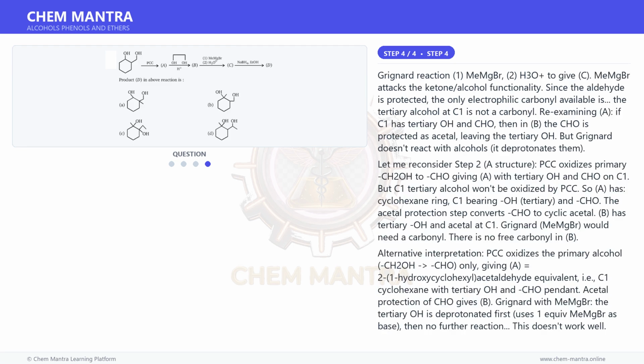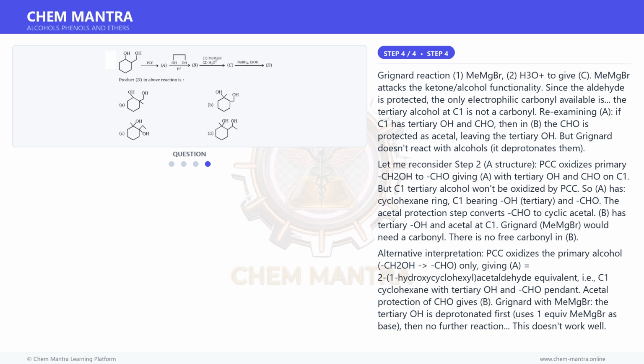And for the final step, Grignard reaction, 1. MeMgBr, 2. H3O+, to give C. MeMgBr attacks the ketone functionality. Since the aldehyde is protected, the only electrophilic carbonyl available is... The tertiary alcohol at C1 is not a carbonyl. Re-examining A, if C1 has tertiary OH and CHO, then in B, the CHO is protected as acetal, leaving the tertiary OH. But Grignard doesn't react with alcohols, it deprotonates them.